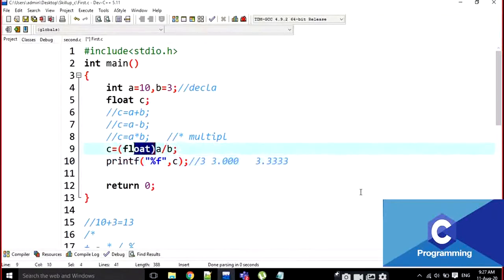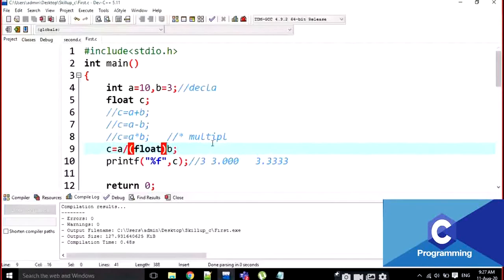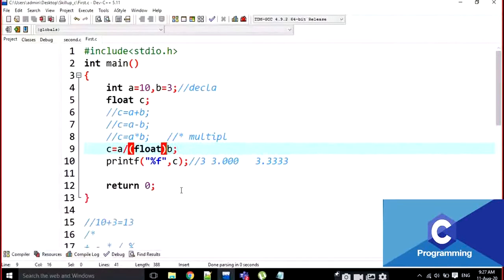Here, if I typecast only A, I can make B a floating value also. A is not any value, either denominator or numerator. No problem here. For example, if I execute it, it is going to be 3.33. Both are float also, it will give the floating value only. If you want to print an integer value as a floating value, what happens? It returns 0.000.